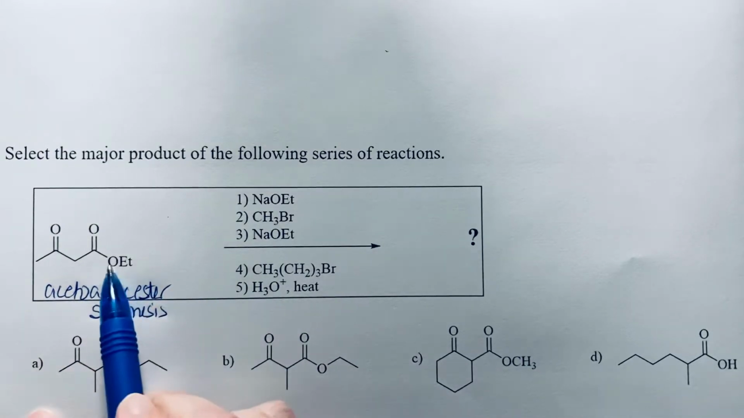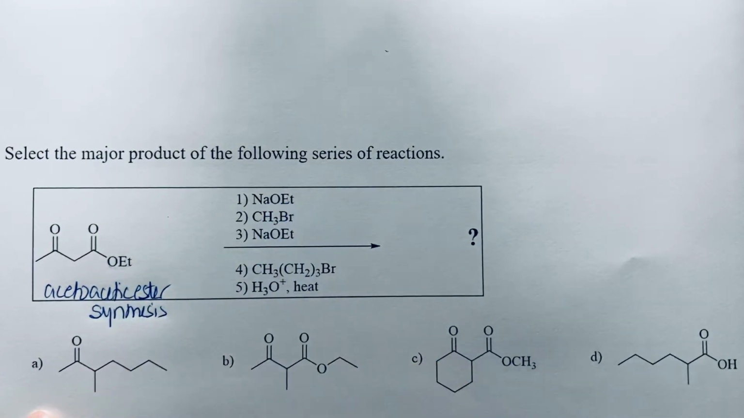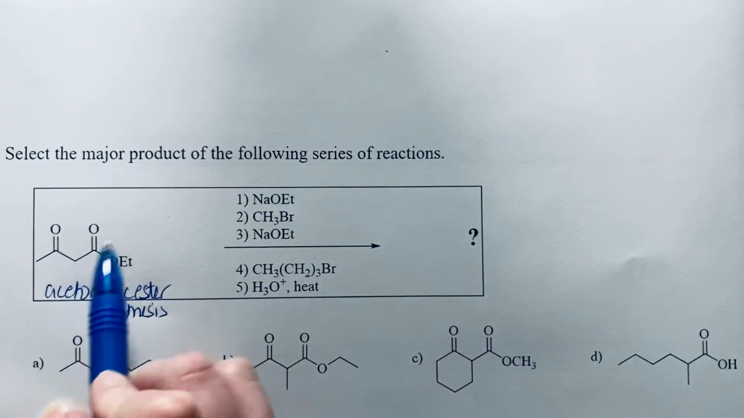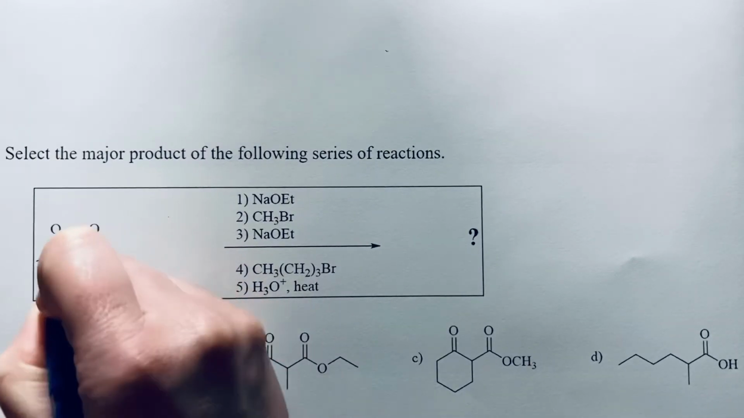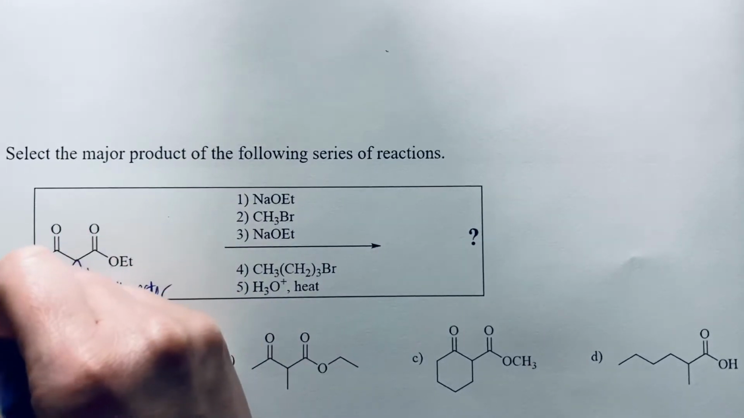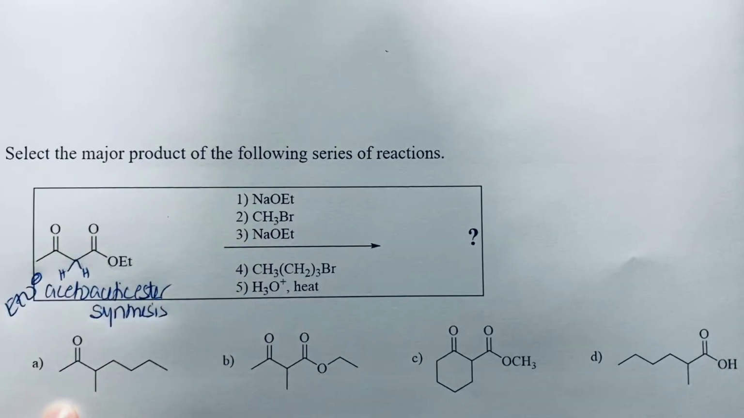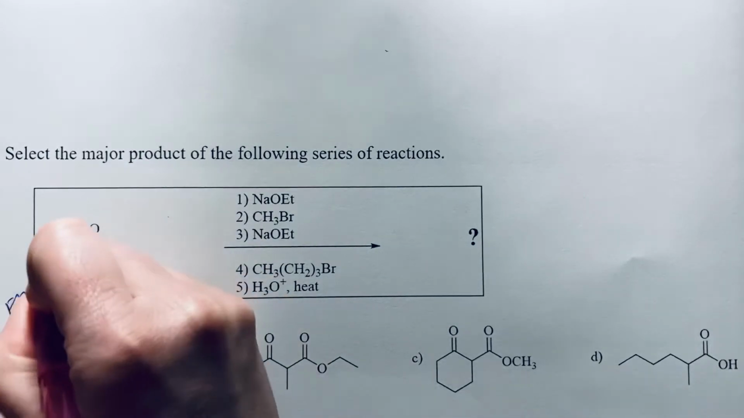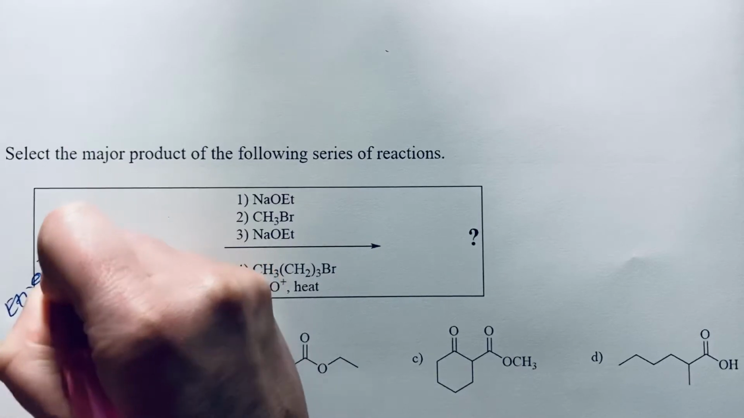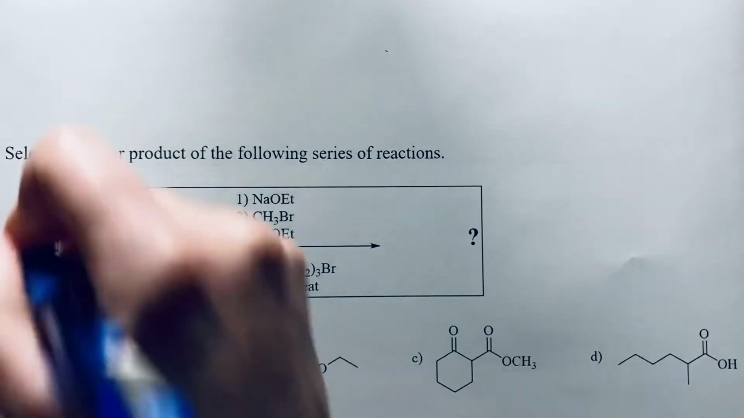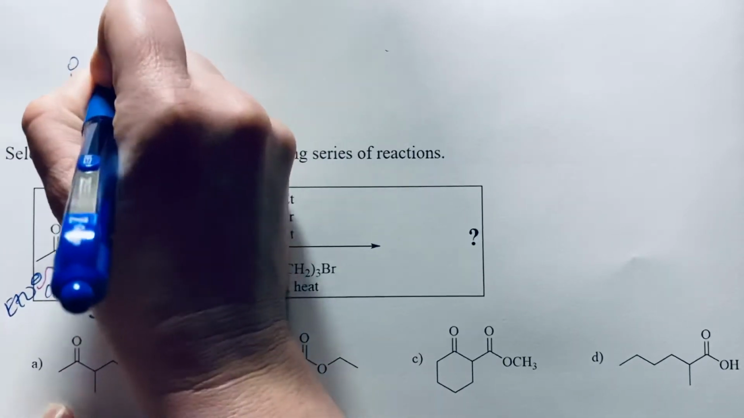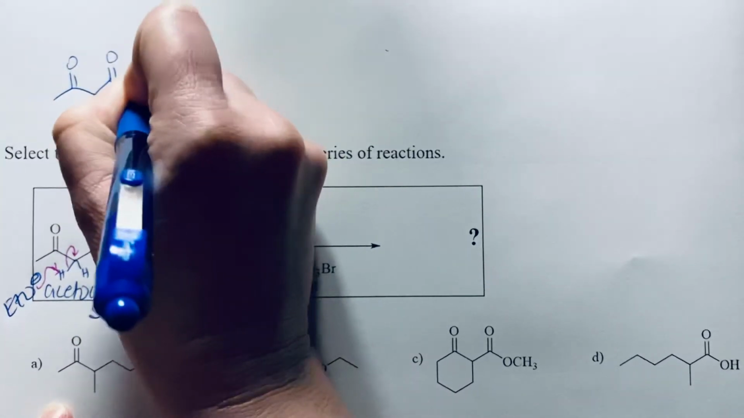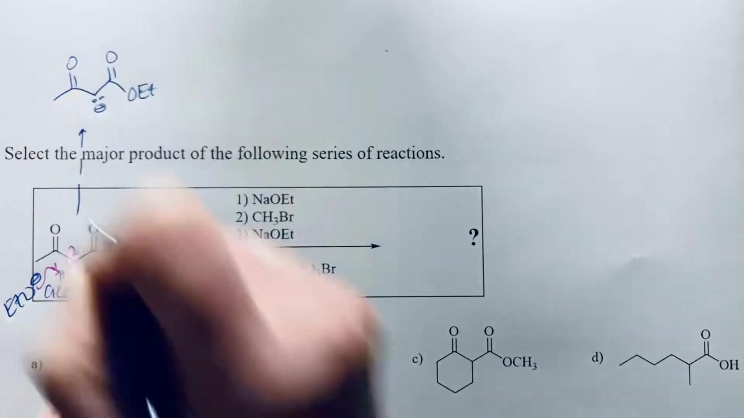And so we've got the ethyl ester, so we're going to use ethoxide as a base, and the first thing that's going to do is remove the most acidic hydrogen in the molecule, which is going to be one of these two hydrogens in between the two carbonyls. So you can have the ethoxide, and it is going to remove one of these two protons, giving you the enolate. So that's the first step.